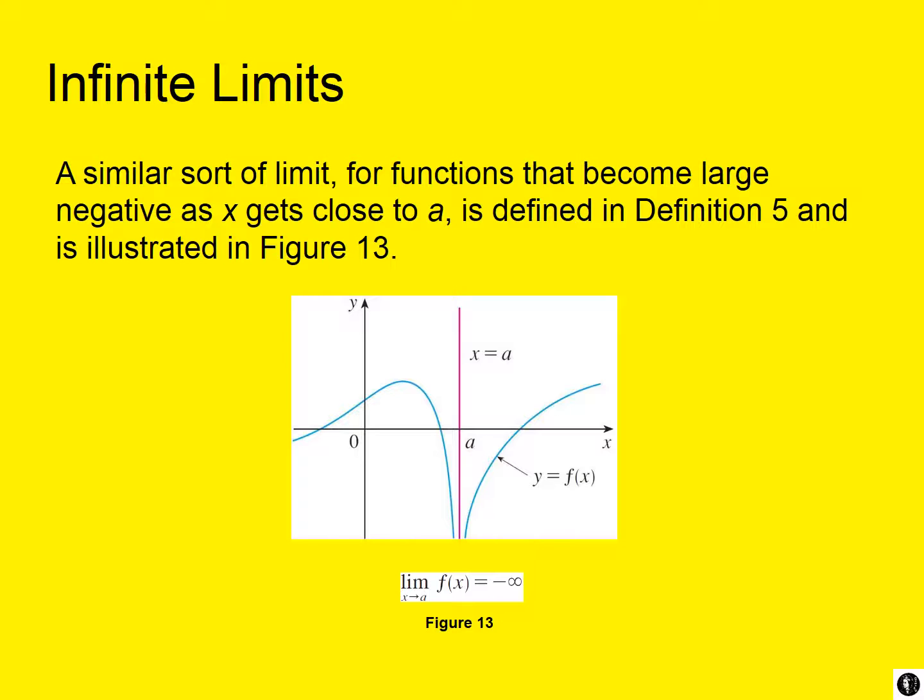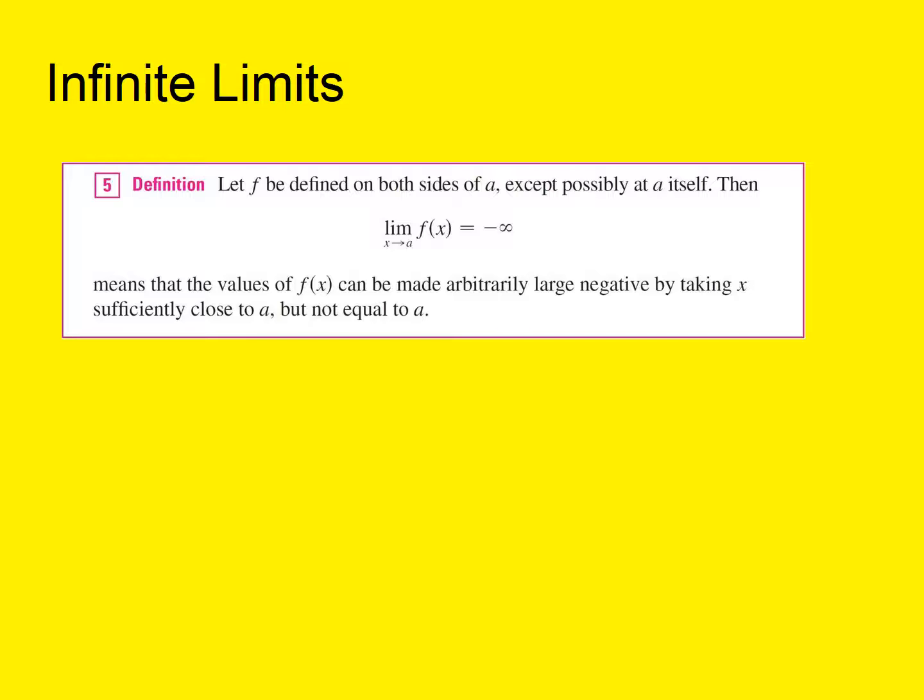A similar sort of limit for functions that become big and negative as x gets close to a is defined in definition 5 and is illustrated in figure 13. So now as x approaches a from either side, the values get big and negative, bigger and negative. Okay, so here's that definition 5. Let f be defined on both sides of a except possibly at a itself, in some open interval about the x value a. Then the limit as x approaches a of f of x equals negative infinity means that the values of f of x can be made arbitrarily big negative by taking x sufficiently close to a but not equal to a.